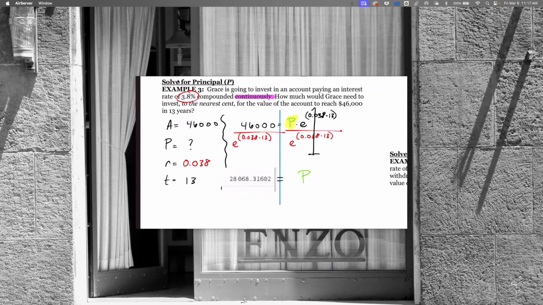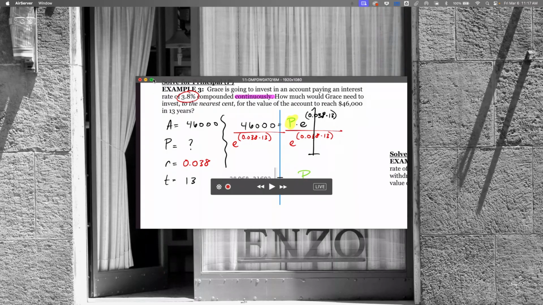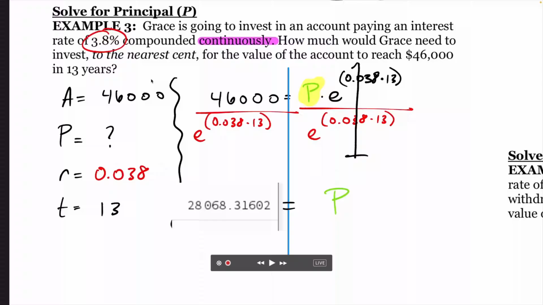That's not my final answer. It's the answer that needs to be rounded, so it's the non-rounded answer. Let me see how they want me to round. They want me to round to the nearest cent again. The nearest cent.